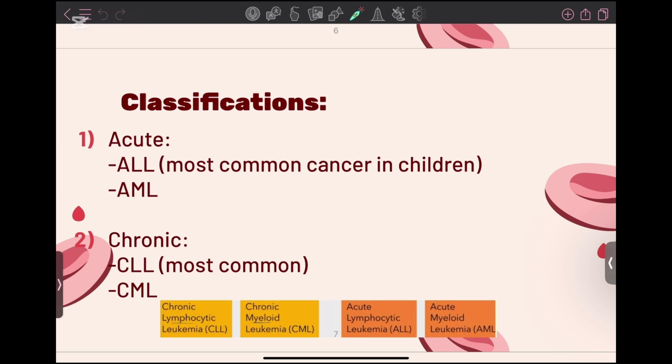Okay, so let's go to the next. We have the chronic leukemia. The most common type of leukemia will be the chronic lymphocytic leukemia. And then finally, we have the chronic myeloid leukemia. Now, these two have many characteristics, especially microscopic characteristics and features that you need to be familiar with. So refer back to your OSPE slides and pictures.